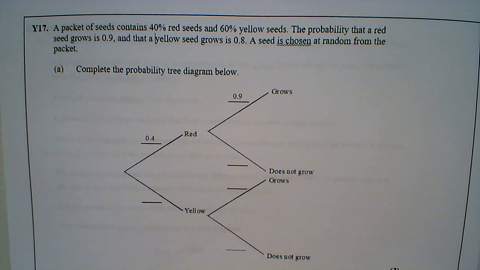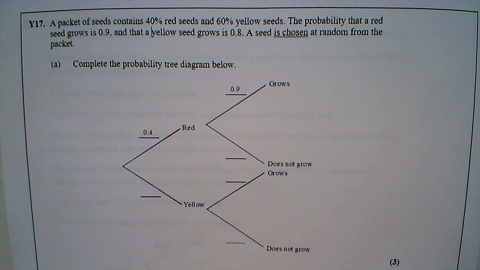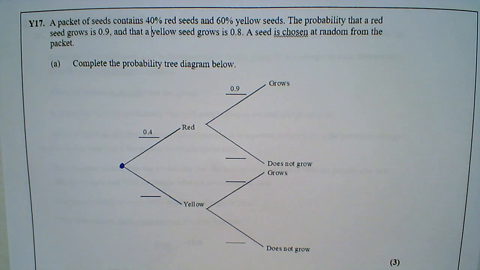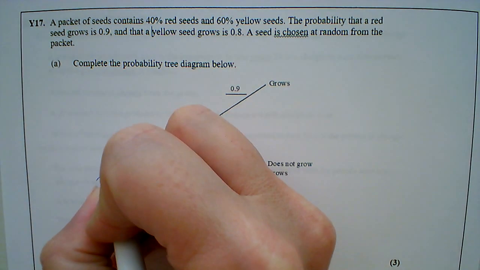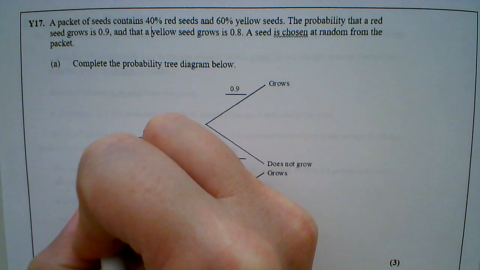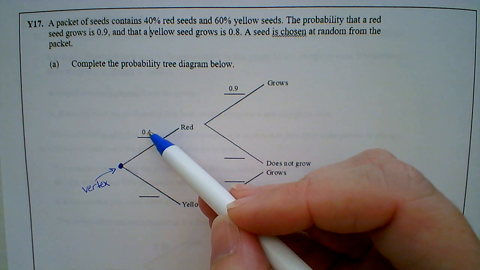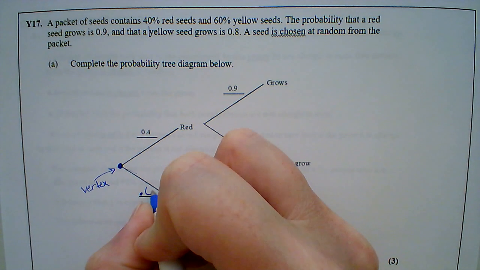Unlike the previous one that we just did, this one gives us a tree diagram, so I don't have to draw my own. What I do have to do is fill it out. If you remember back to the key concepts from the very start of this practice packet, branches with the same vertex need to add up to 1. Remember, this little point here is a vertex. It's where two little line segments come together. If this is 0.4, what is the other one going to have to be? In order to add to 1, that's going to have to be 0.6.